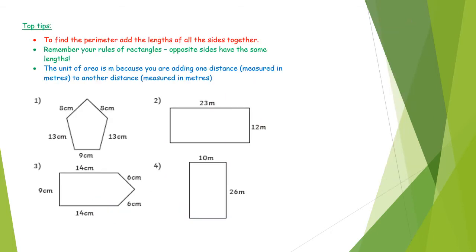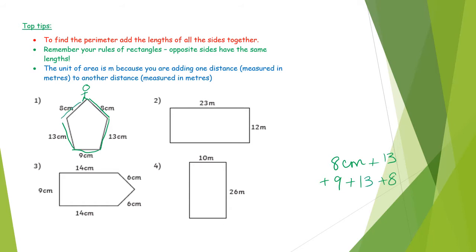Okay, so slightly more complicated ones. They don't have to be rectangles. It's any kind of distance where you're going around the outside. So I'm going to place my person on. They're going to walk 8 centimeters. Then they're going to walk another 13. Then they're going to walk another 9. And then they're going to walk another 13. And then a final 8.